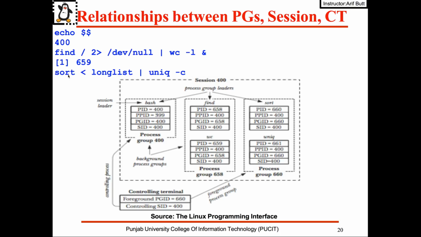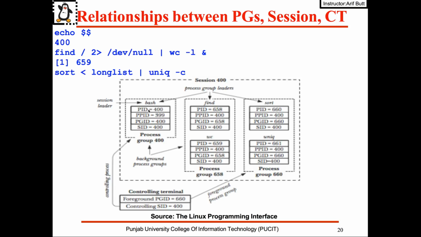Let's suppose I run another command, and that is the sort and the uniq command with a pipe in between. So this program will run in the foreground. So this will create another process group. You can see over here, this is another process group having two processes, sort and uniq. And remember, both these process groups have their session as 400. So we have a session having the session ID of 400, and in this session we have three process groups.